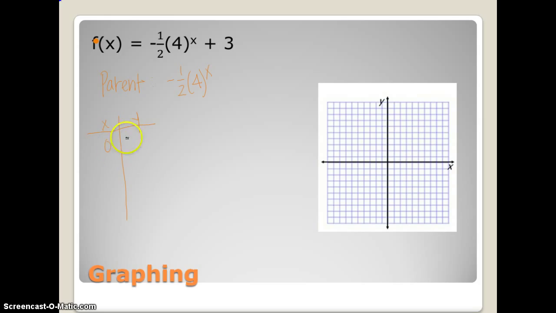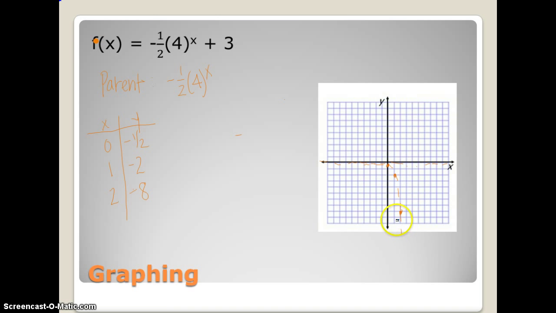alright, we start with 0. If we plug in 0, we go to our a value, which is -1/2. We plug in 1, we end up with 4 times -1/2, or just -2. And if we plug in 2, we end up with 16 times -1/2, or -8. Alright, so if we go to plot our points, 0, -1/2, 1, negative 2, 2, negative 8. All right, again, our asymptote's still at y equals 0. So if you wanted to do a dotted line just to see what the graph looks like.